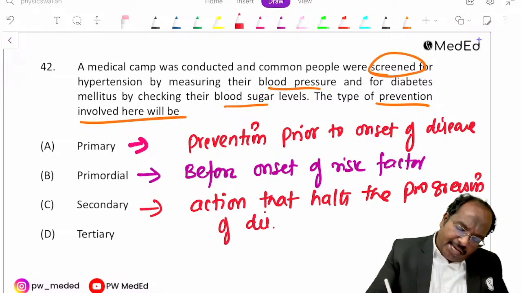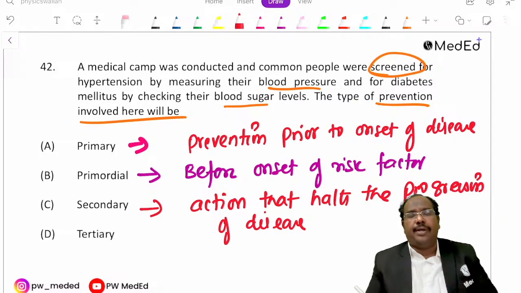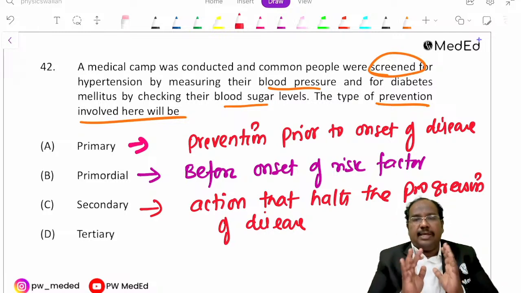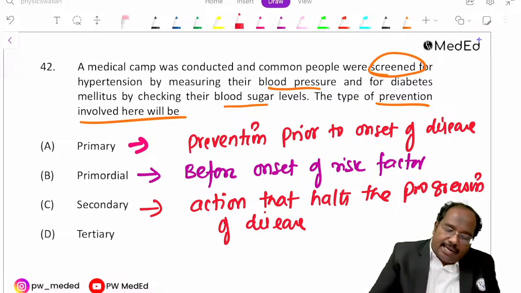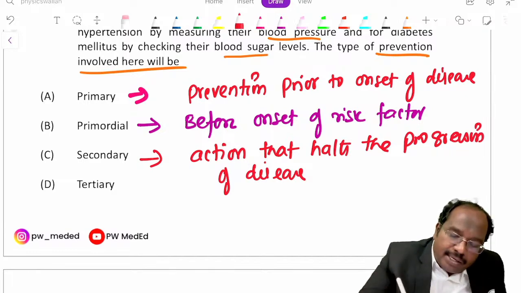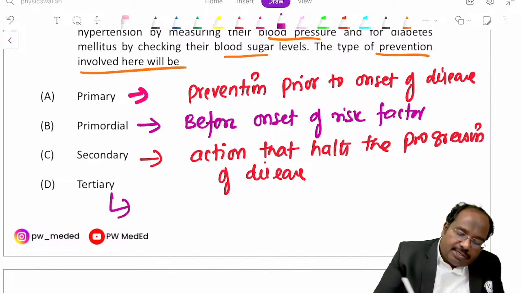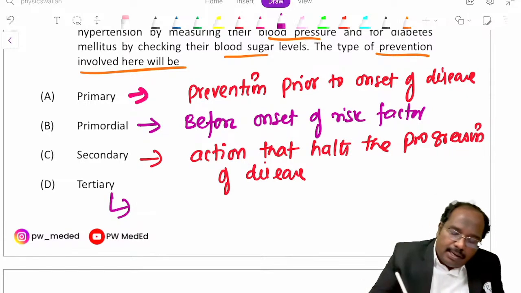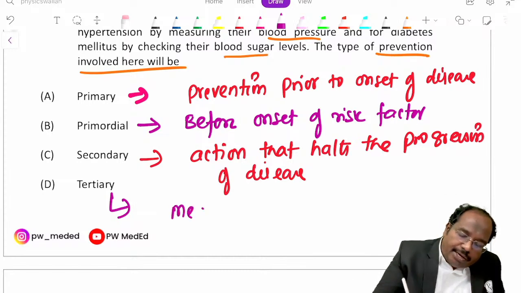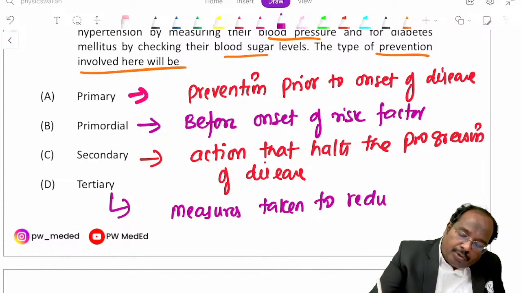So any action that halts, that stops the disease, becomes secondary prevention. What is tertiary prevention? Tertiary prevention is beyond that: any measures taken to reduce disabilities. Now tell me, what is this?